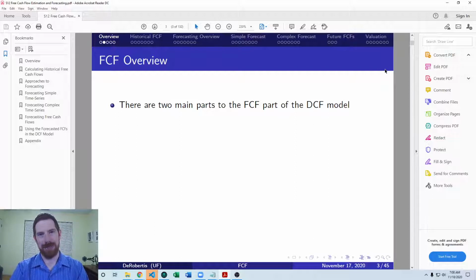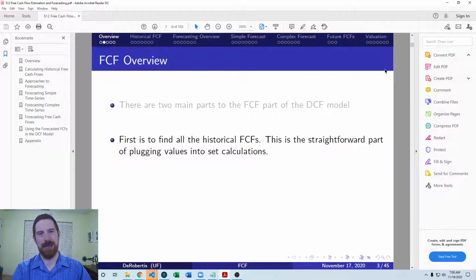Within that free cash flow side of the DCF model, we can even decompose it into two further parts. First, finding the historical free cash flows. You have the historical financial statements, income statement, balance sheet, perhaps statement of cash flows, and you calculate the free cash flows from those financial statements. This part is fairly straightforward. You're just going through the formulas in order to calculate these things. There's no real decision making to be done, no qualitative analysis. You just do the calculations.